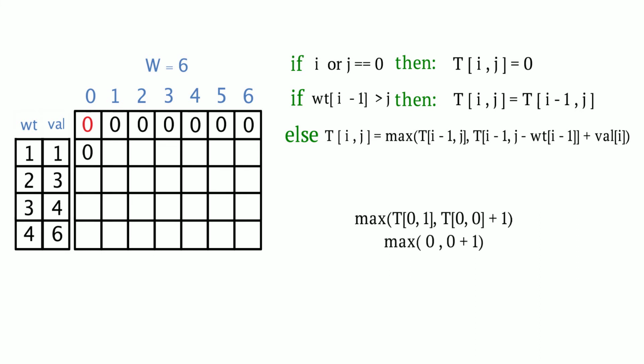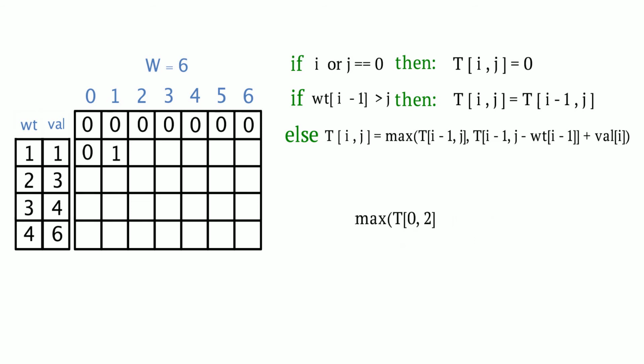That means we take the max of 0 or 1, which gives us 1 for that position. Next we move on to position 1, 2. Neither i and j are 0, so we go past the first if statement. The weight is still 1 for this entire row, and since j is 2, it doesn't enter the second if statement. This means that we do the same thing we did for the last position.